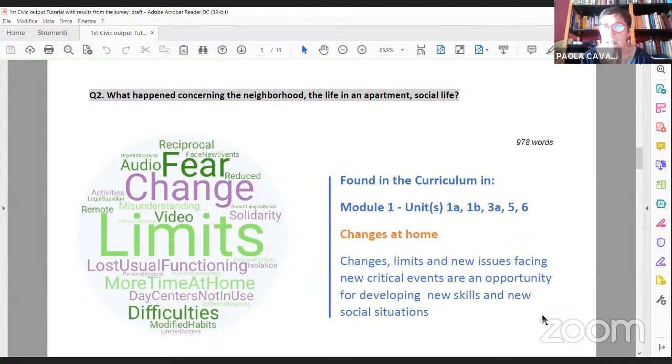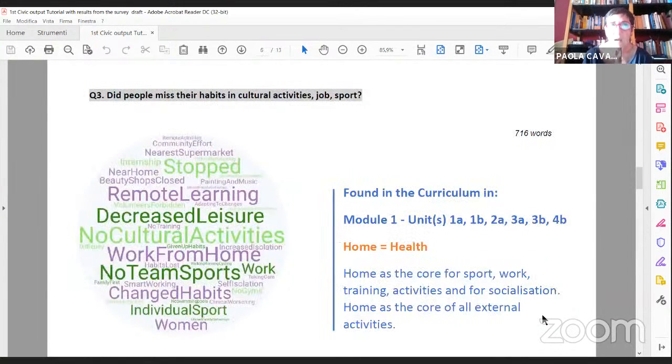Here you find the correlated modules as well, module 1, units 1A, 1B, 3, and so on. I found this very strong with these limits, very important, selected. Question number 3. Did people miss their habits in cultural activities, jobs, sports? I can read some meaningful words.